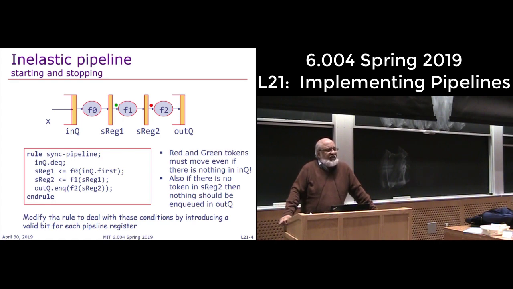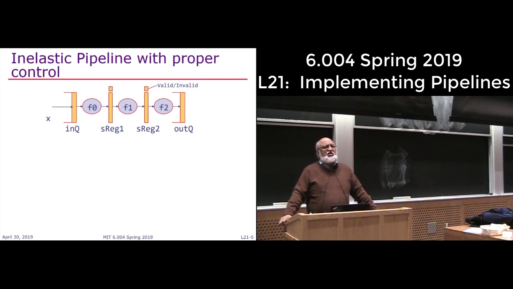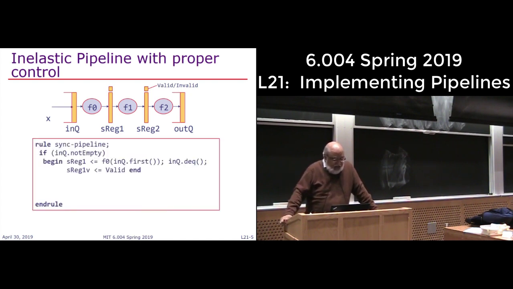So that's the first thing, that simple looking rule doesn't quite capture the reality. I mean, if you were to build real hardware, it'll be more complicated than that. And the way we do it is we can introduce the notion of a valid bit with the registers. We can say whether this register contains something or not. So that's the valid bit associated with it.